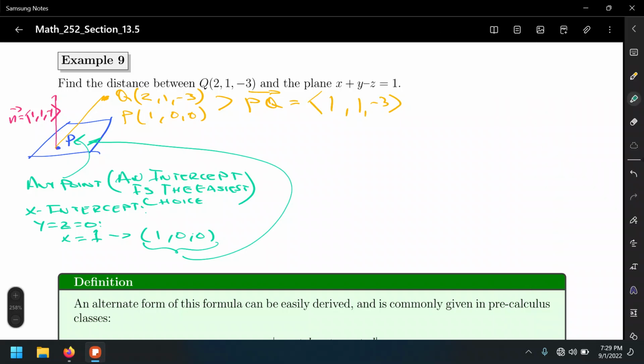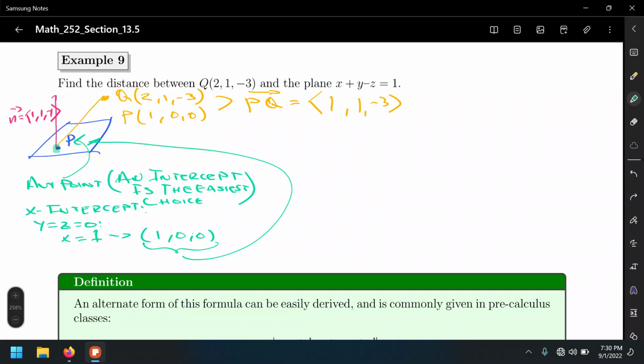Is the one off the plane always going to be the terminal? Yes. The one not on the plane is the terminal, and the one on the plane is the initial. It's initial for both the normal vector and the vector PQ, which we will project on the normal vector. All right, so let me highlight the vectors that we're going to use. This vector and that vector to find that projection.